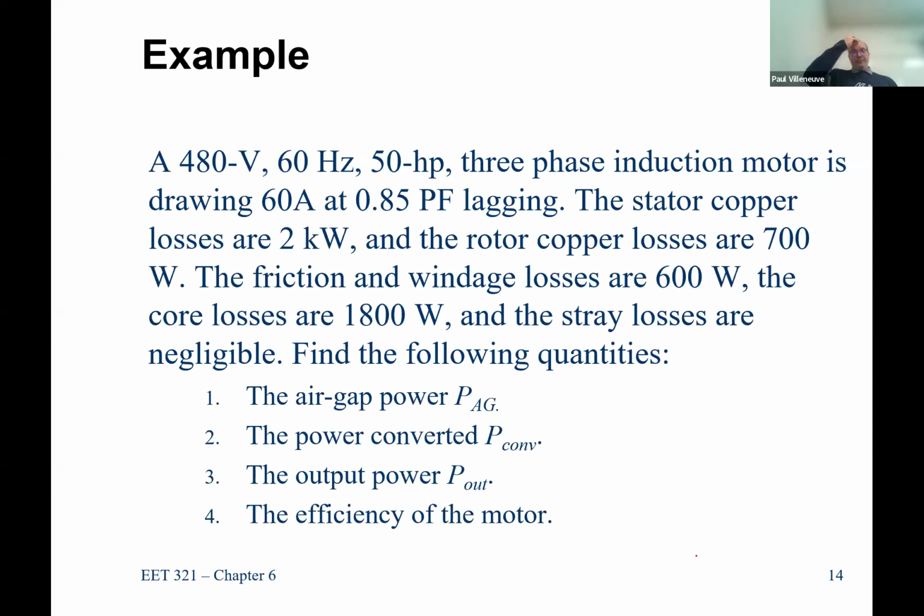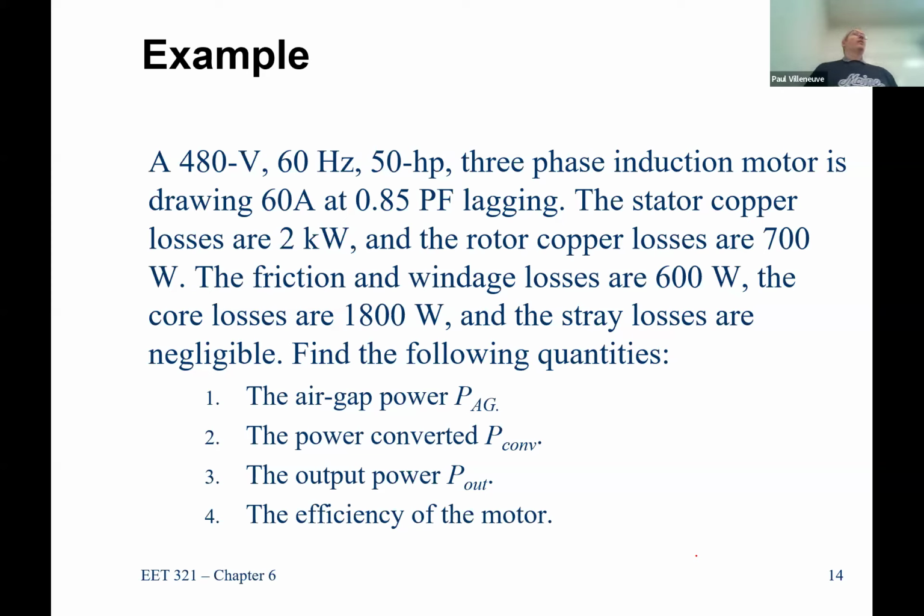All right, so let's take a look at an example. A 480 volt, 60 hertz, 50 horsepower, three-phase induction machine. It draws 60 amps at a 0.85 lagging power factor. I've got stator copper losses of 2 kilowatts, rotor copper losses of 700 watts, friction and windage losses of 600 watts, and core losses of 1800 watts. We'll neglect any stray losses. So find those four items.